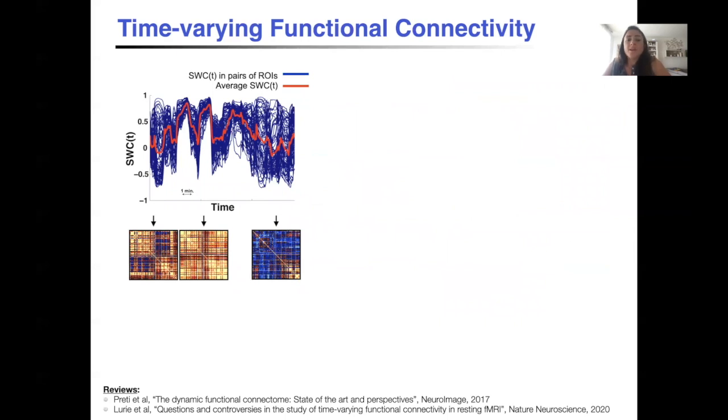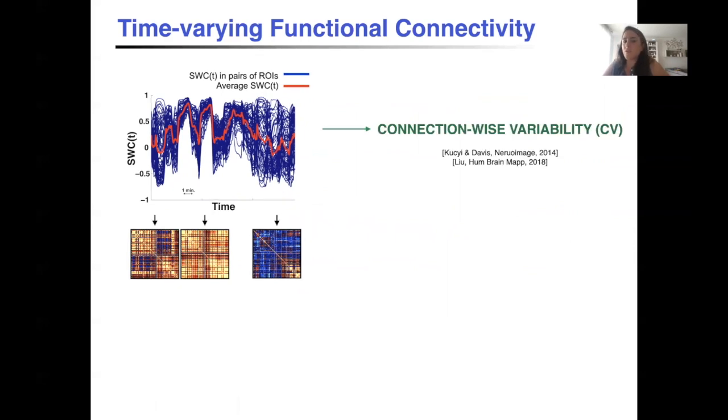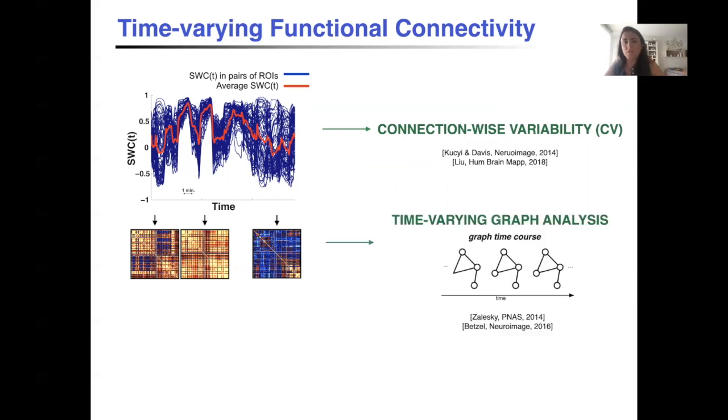Then, we can actually analyze the temporal properties of time-varying functional connectivity in different ways. For example, the simplest way is to retrieve some measure of connection-wise variability. Connection per connection, you can compute simple metrics of, for example, variance or standard deviation to see if the functional connectivity of a certain pair changes a lot in time or not. Or you can act at the level of the matrix, and in a more complex way, look at the graph time course.